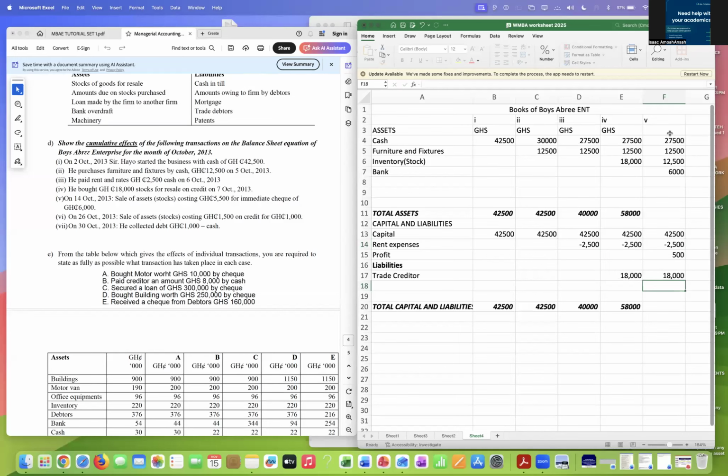All right. Now we can generate our total asset by adding all the 4 different assets that we have at this point in time. We add 27,500 to 12,500 to 12,500 again to 6,000 Ghana cedis. So what becomes of our new total asset? It becomes 58,500. It should match up with the totals that we have on capital plus liability, which is also 58,500. The sixth transaction, Labi.